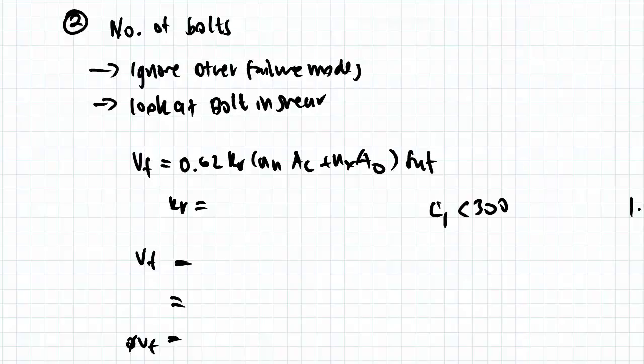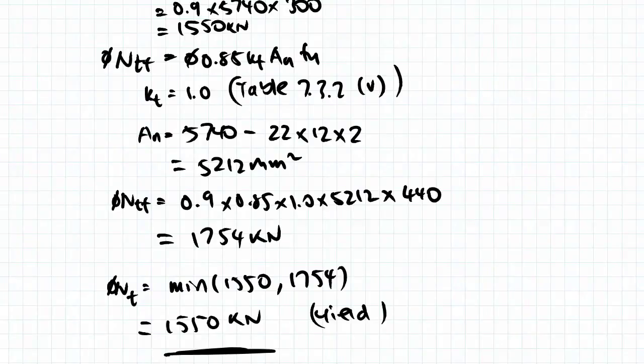Alright, so we're going to look at part 2 of our question, which is finding out the number of bolts required to transfer the section capacity that we found in part 1. And the section capacity that we found in part 1 in tension is 1,550 kilonewtons, and this is our design capacity.